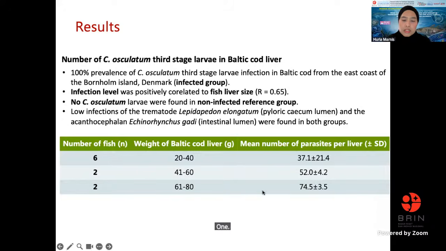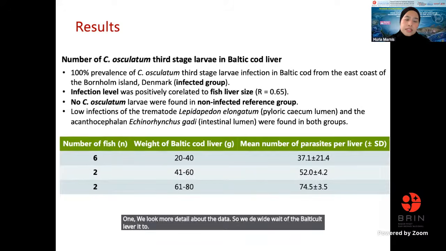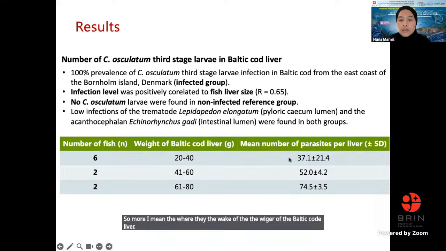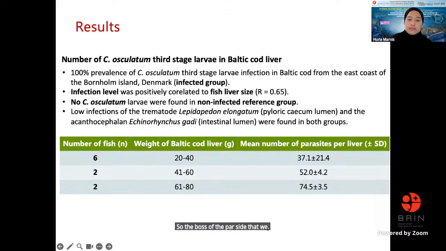When we look in more detail at the data, we divide the weight of the Baltic cod liver into three categories: the light ones around 20 to 40, the middle ones 40 to 60, and the heavy ones around 60 to 80. The bigger the weight of the Baltic cod liver, the more of the parasite we found.